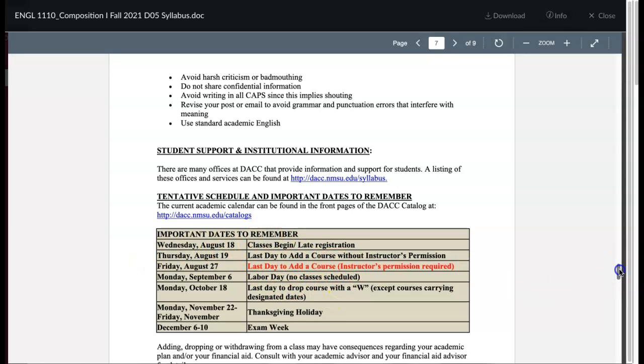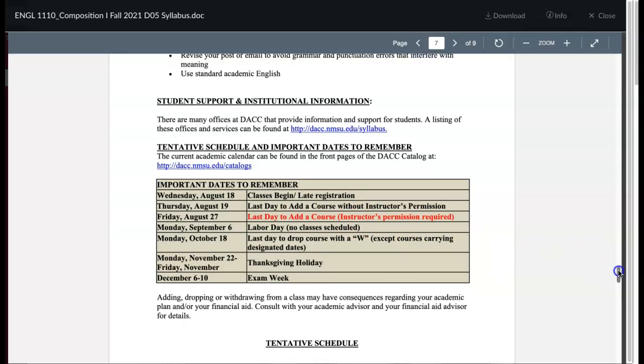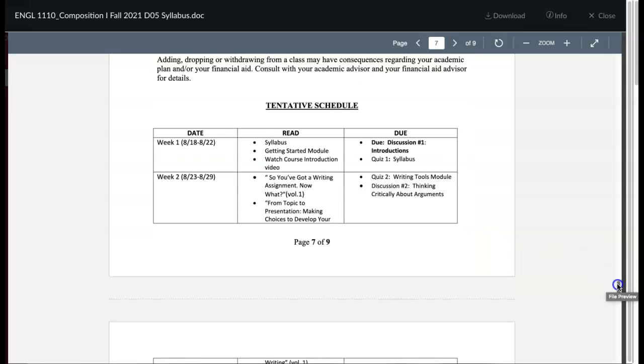So please make sure that you look at those. Specifically, the last day to withdraw with a W, which is October 18th. And then also the last day to add a course, which is Friday, August 27th. Here we have the tentative schedule. So as you can see, I divided it up into 3 columns, which is the date, the reading, and the assignments that are due for that specific week.